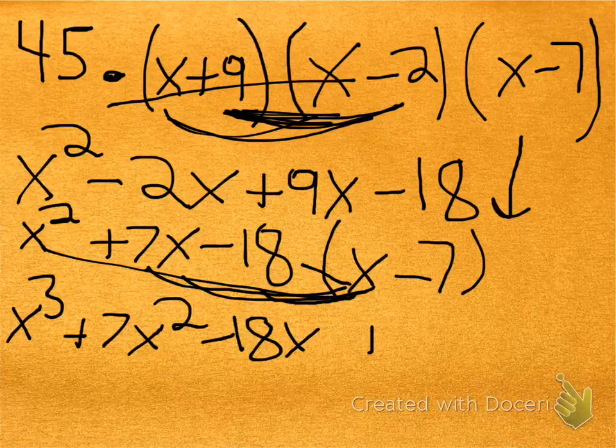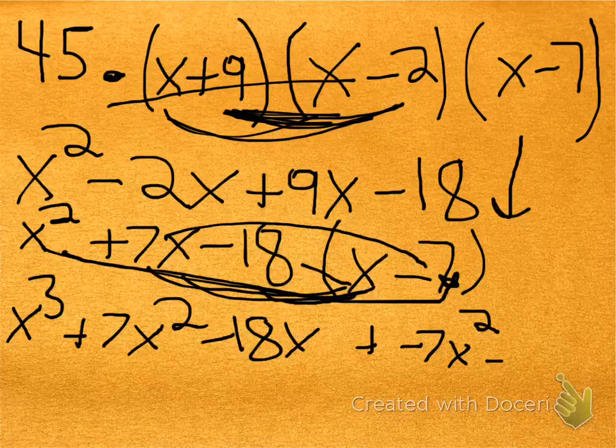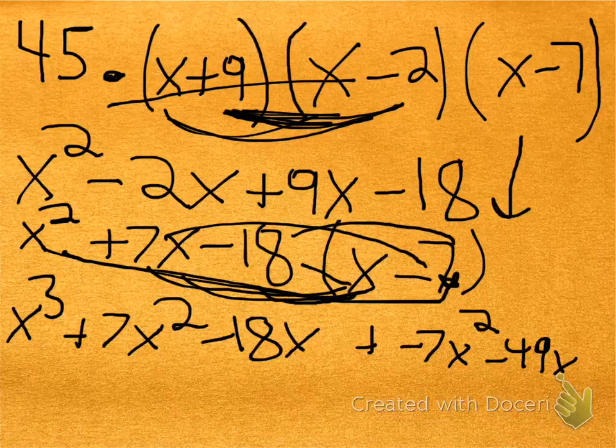And then we have to distribute the negative 7. And negative 7 times x squared would get you negative 7x squared. Negative 7 times positive 7x would get you negative 49x. Running out of room here, and then this right here, negative 7 times negative 18 would get you positive 126.